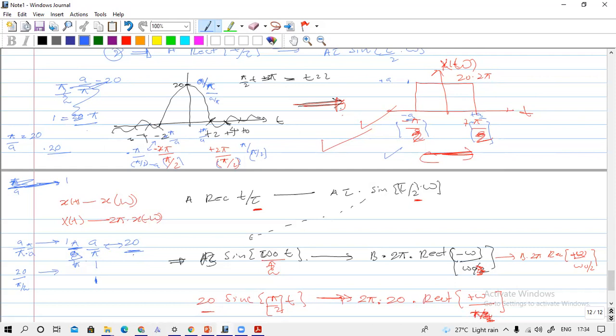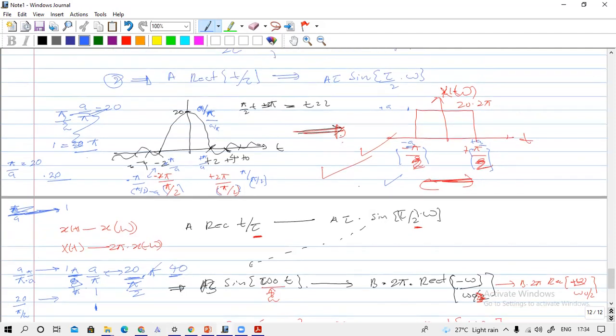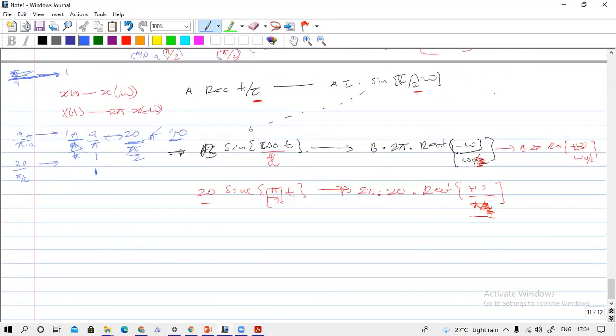A is 5 by 2. And it is 5. So this 5 and this 5 cancel out. And we have 40. So there is no 5. So we have 20 and 2. We have 40. So why this 5? We have a 5, no?